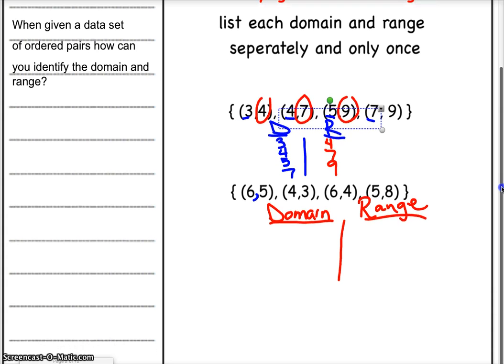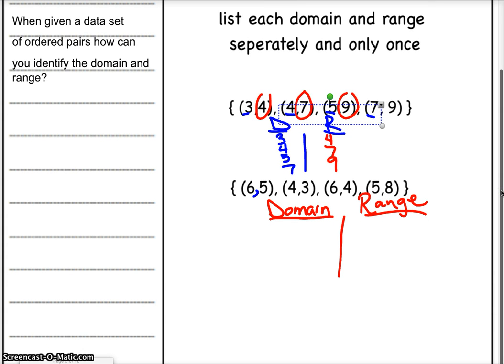Okay, my next data set, I have the points (6, 5), (4, 3), (6, 4), and (5, 8). I need to identify the domain and ranges. Domain is x, range is y. So I'm going to list all my x's down. I have a 6, I have a 4, I have another 6. Do I write that down? No, because I already wrote a 6 down. And I have a 5. My range are all my y values. So I have a 5, a 3, a 4, and an 8.